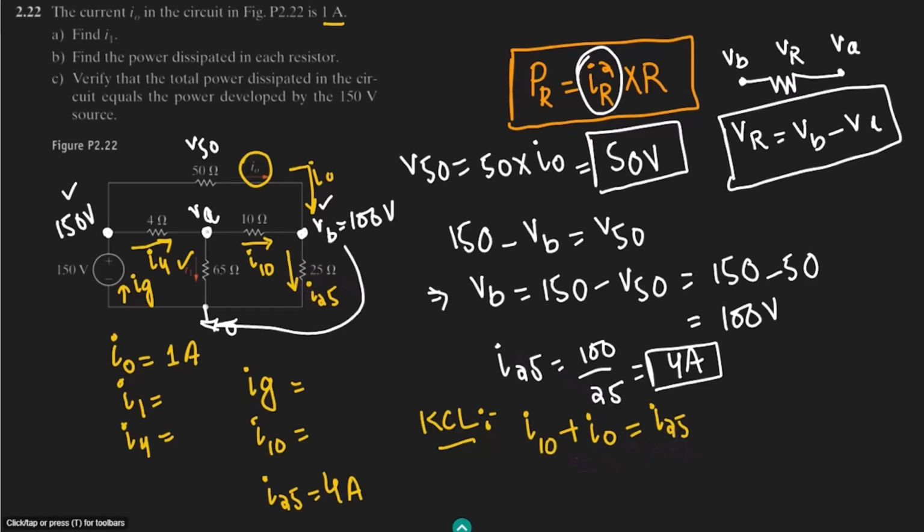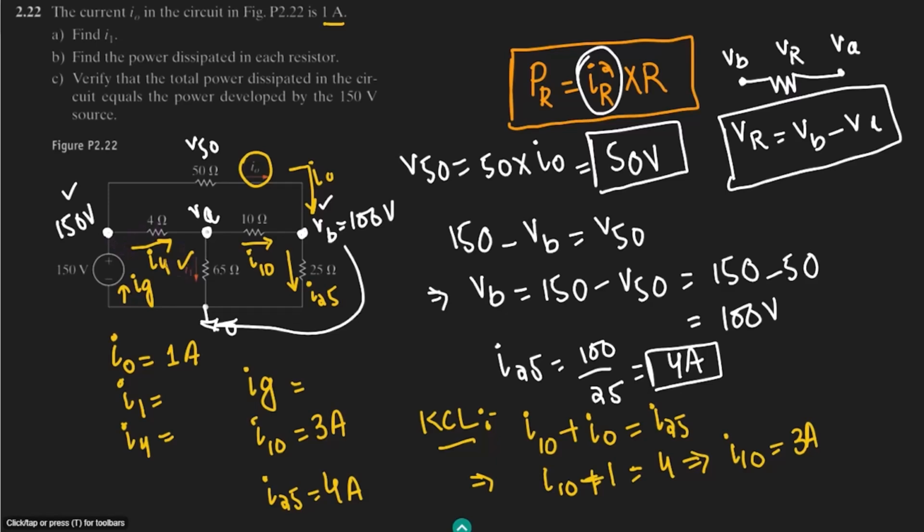Here I10 is unknown while I0 is known, and the value of I25 is 4. So on the basis of it, this I10 is 3 amperes. Okay, so I10 is 3 ampere. Let me write it here as well. So these two currents are known now.